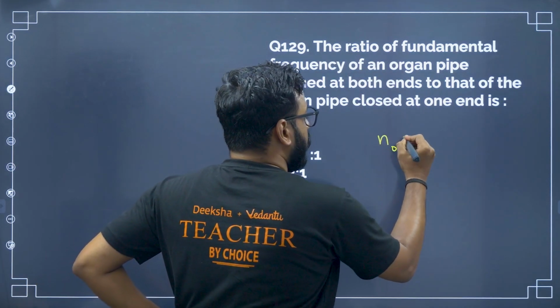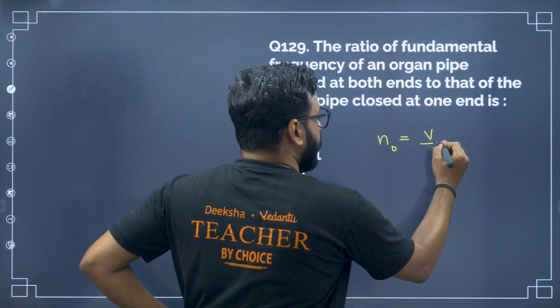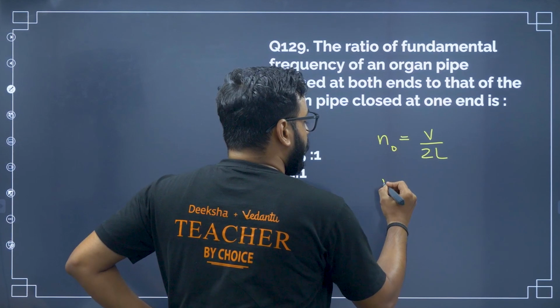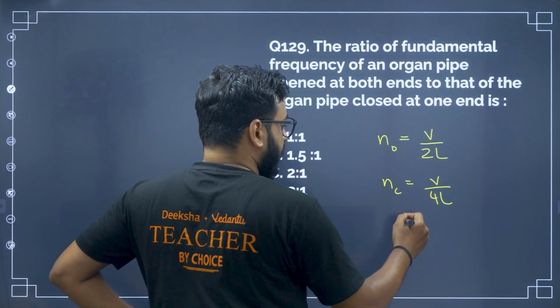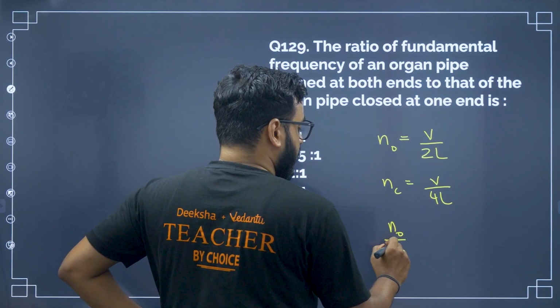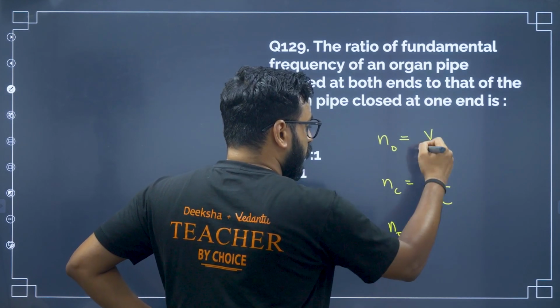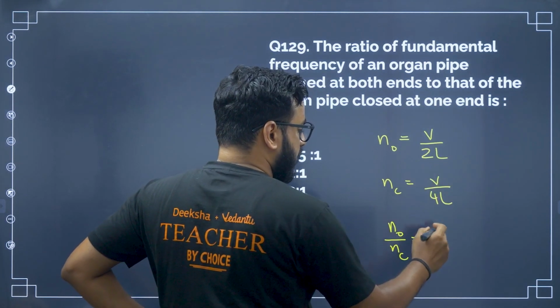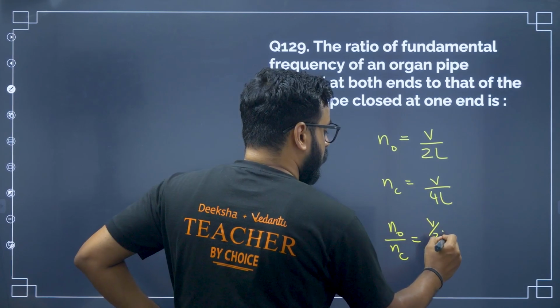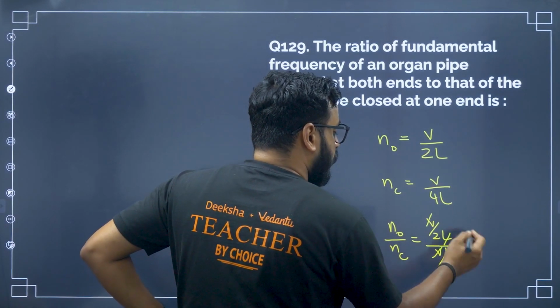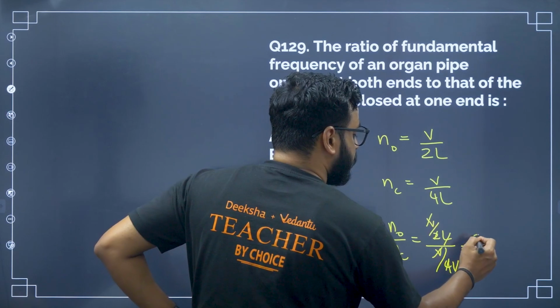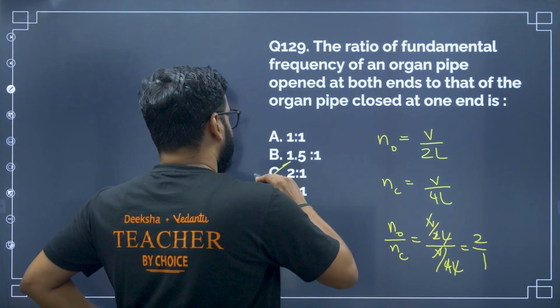So the fundamental mode for an open pipe is V by 2L, and for a closed pipe is V by 4L. So when you take the ratio, open pipe fundamental mode by the closed pipe, V by L will get cancelled. V by 2L by V by 4L. So obviously L and V will get cancelled. 4 will go up, 2 will come down. It is 2:1. The correct answer is option C.